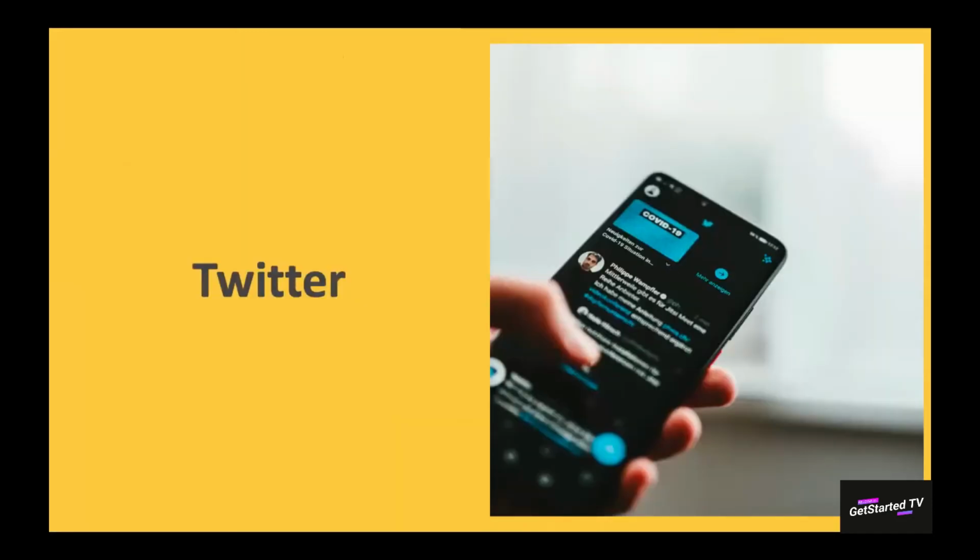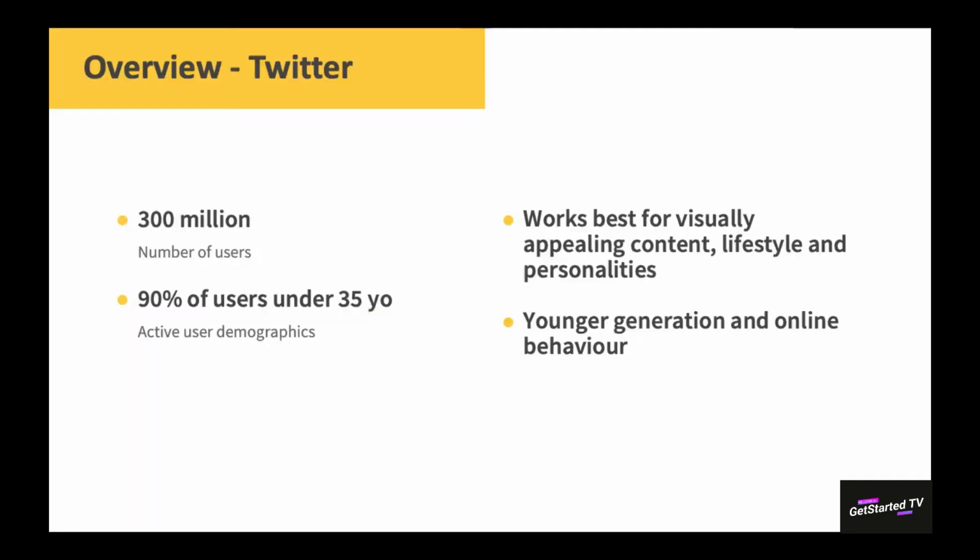Okay, so moving on to Twitter. Twitter right now is currently one of the growing communities for social media. It currently has a base of 300 million, and as you can see, 90% of them are under 35 years old. So Twitter works best for visually appealing content, lifestyle, and personalities. This is also a place where the younger generation are usually, and they are mostly online, as you can see from their behavior.